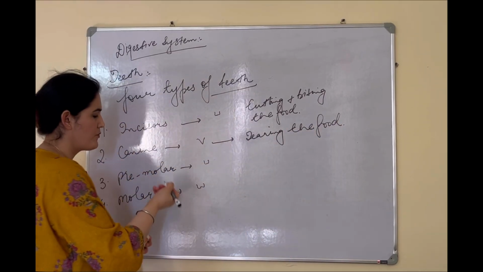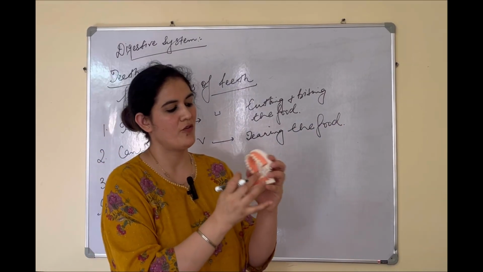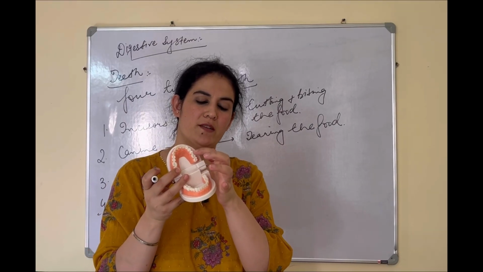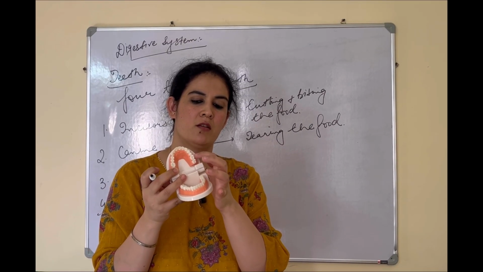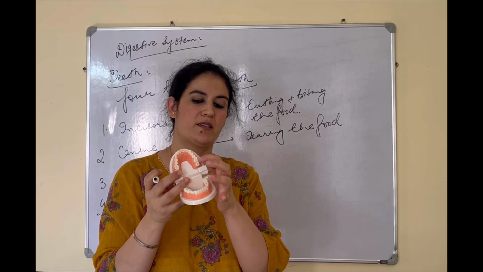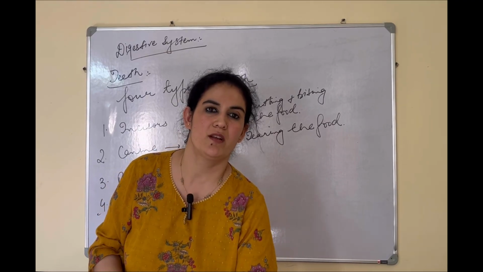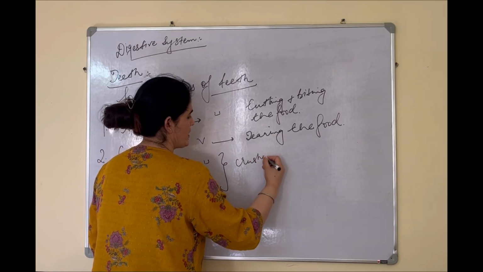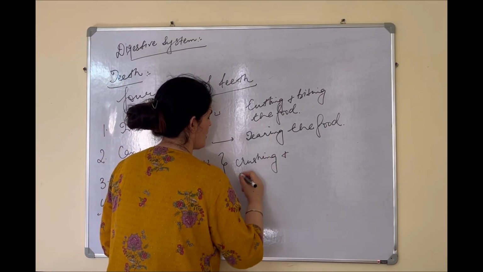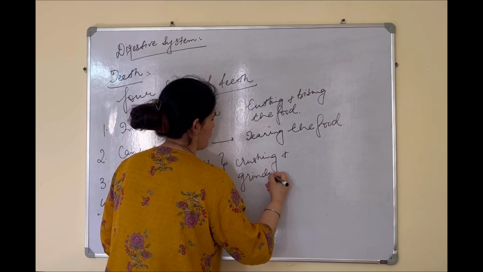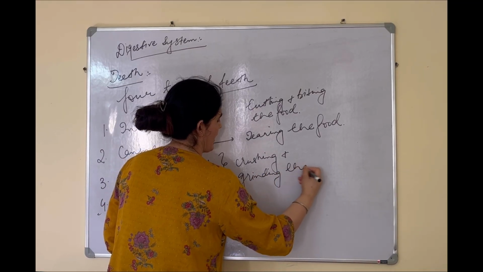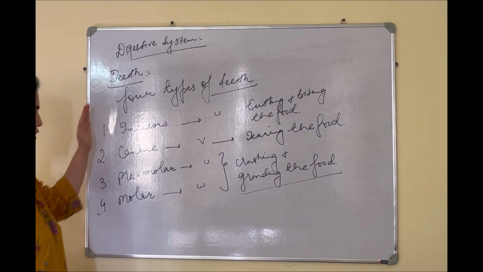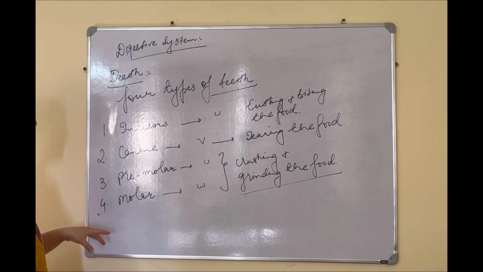And then we have premolars and molars. See, here these ones are the premolars and this is the molar tooth, okay? The back side, premolars and molars. And you know, these premolars and molars are used for crushing and grinding the food.